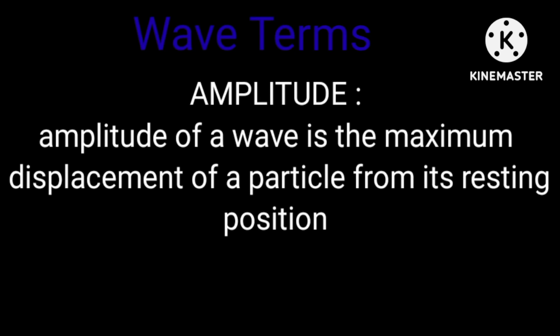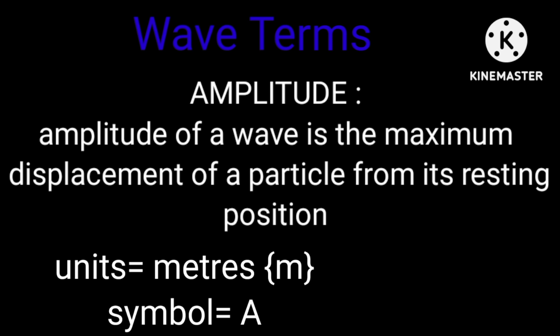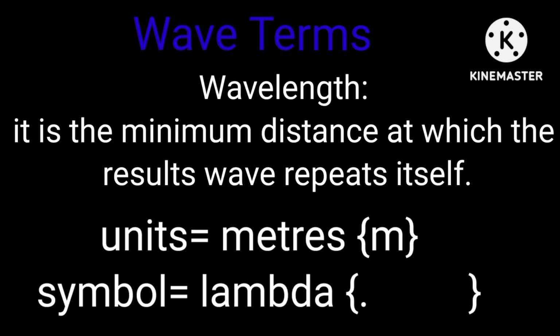So I'll just define real quick. We'll start with amplitude. The amplitude of the wave is the maximum displacement of the particle from its resting position. Units: meter. Symbol: A. Okay, we proceed. And then we have wavelength. It is the maximum distance at which the result will repeat itself. Units: meter. Symbol: lambda. We proceed again.